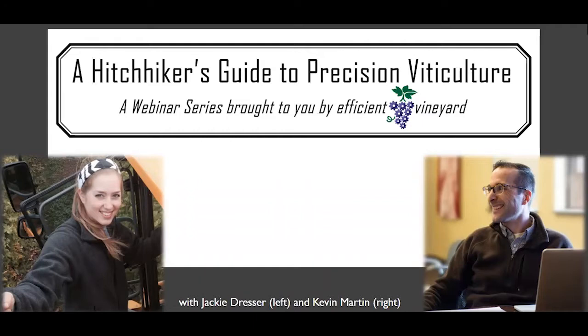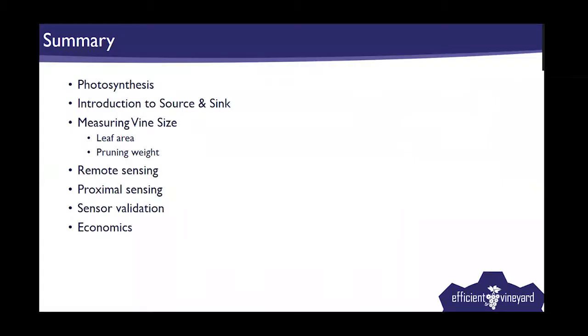So today we're going to dive in and talk about photosynthesis, which is a pretty cool reaction. And then we're going to talk about how photosynthesis produces energy and resources that the plant needs. So the source and sink relationship. We're going to spend a whole webinar on source and sink, also termed crop load. So we won't get into a lot of it today, but we're just going to go over the basics. We're going to talk a little bit about measuring vine size through leaf area measurements and pruning weight.